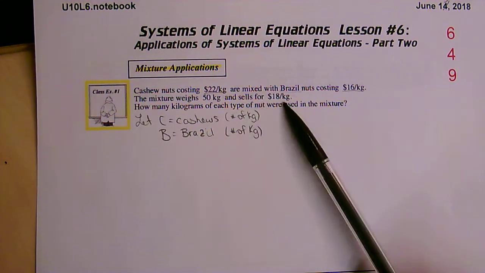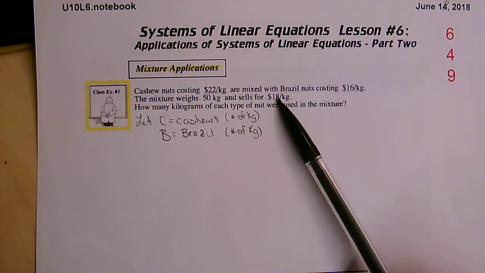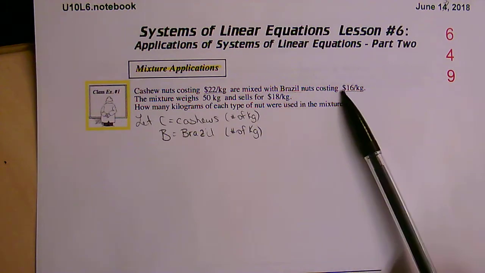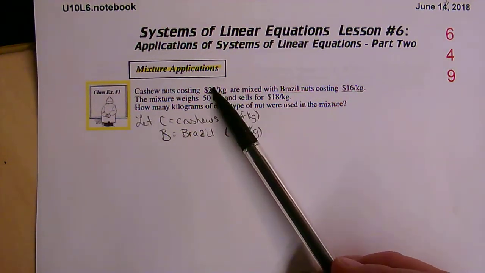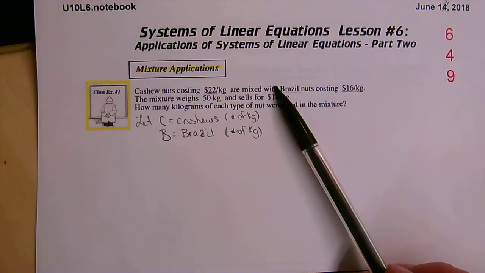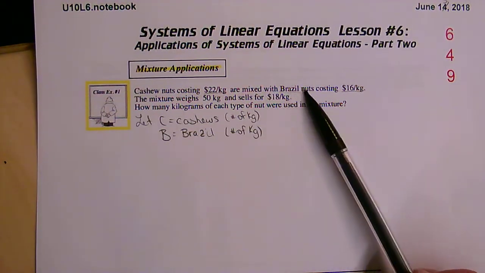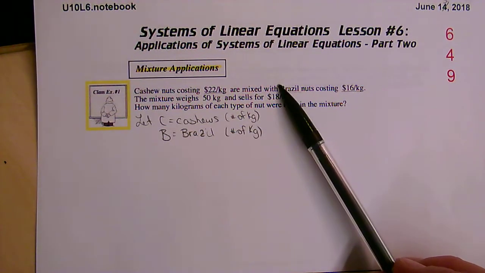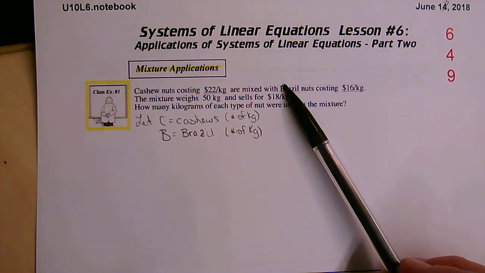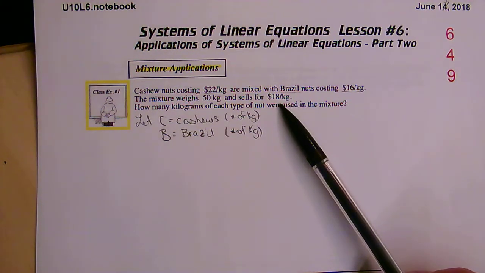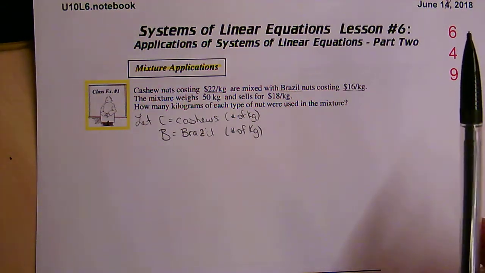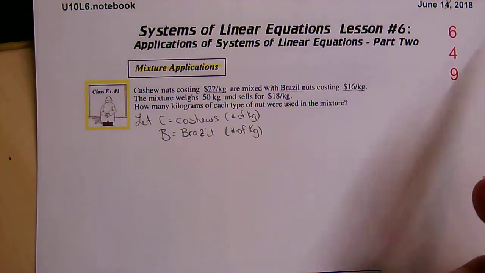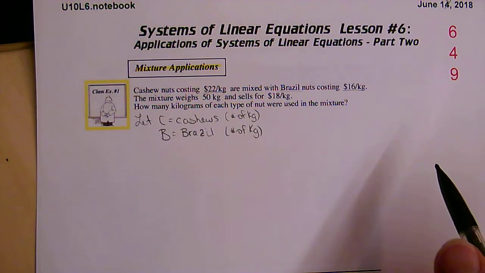So if we just think about this logically, 18 only has a difference of $2 from the Brazil, $4 from the cashews. So that tells me that the amount of Brazil nuts is going to be larger. Okay? So that's just something to think about, because it helps you when you get your answer. If you got an answer different from that, that would be your hint that maybe I made an error. Let's go back and look.